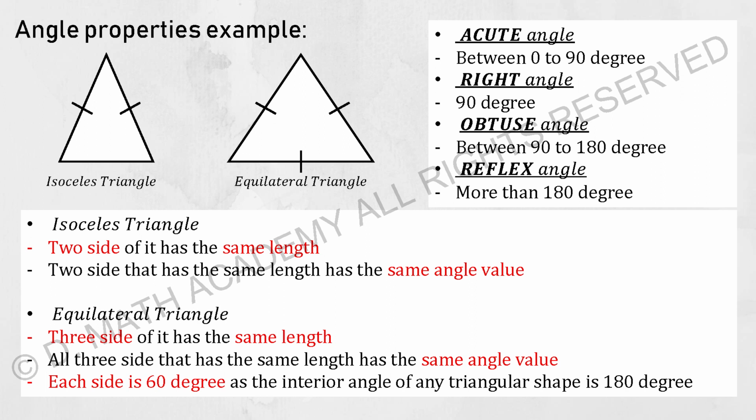Aside from this, there are four angle concepts that you are required to know, which are acute angle, which is an angle between 0 to 90, right angle, which is 90 degrees, obtuse, which is between 90 to 180, and reflex, which is any angle that is more than 180. These are the four terms that you really need to know, so that when they pop up in your exam, you will know what they're asking for.